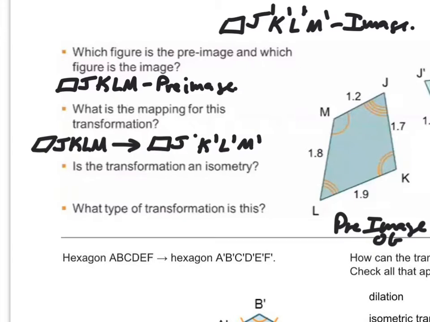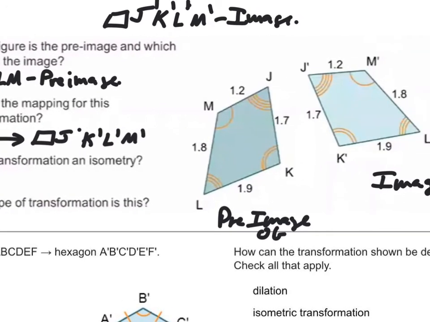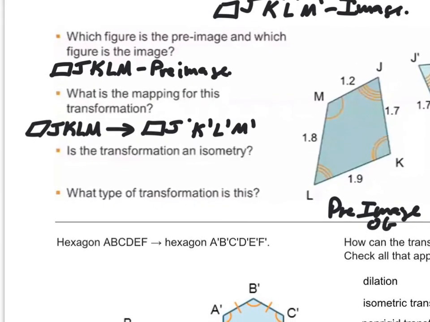Okay, and then it says, is the transformation an isometry? And the thing that you have to realize is that it is. From J to M is 1.2, J prime, M prime is 1.2. JK is 1.7, J prime, K prime is 1.7, KL is 1.9, K prime, L prime is 1.9, and then 1.8, 1.8. All of the angles also are congruent to each other, so we know that it's a rigid transformation. So we'd say yes, it's a rigid transformation. Sorry, I shouldn't say non-rigid.